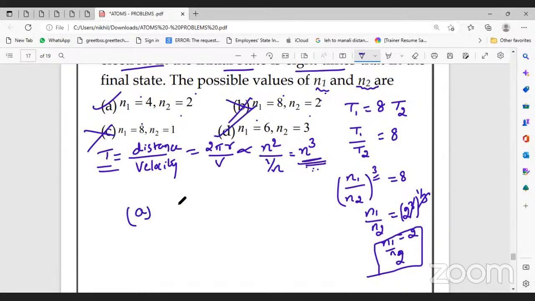So option A and option D are correct. Both options are true here. They are asking the possible values of N1 and N2. Possible values are 4 and 2, or 6 to 3, because the ratio N1 by N2 should be 2. So that is possible in both the cases, that is option A and option D.